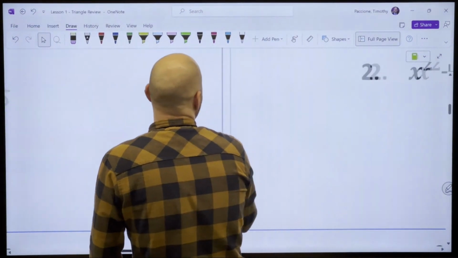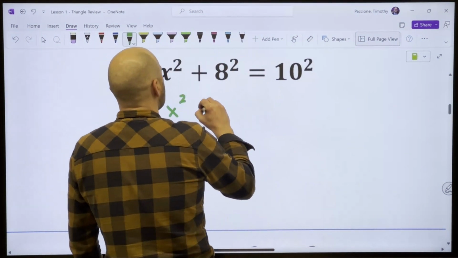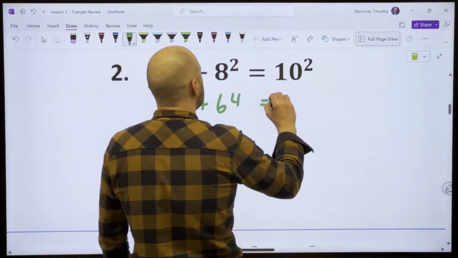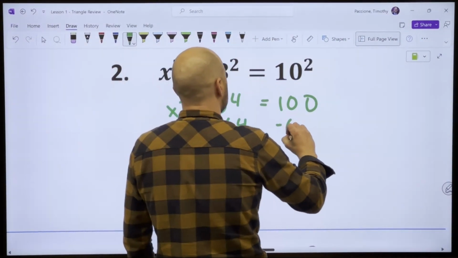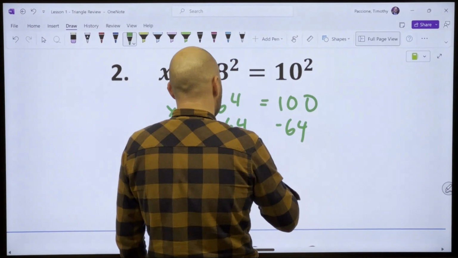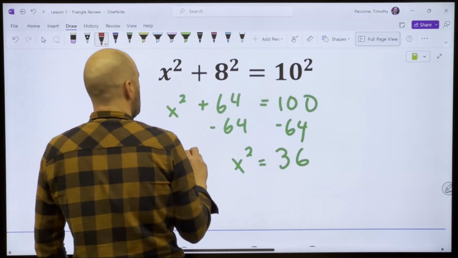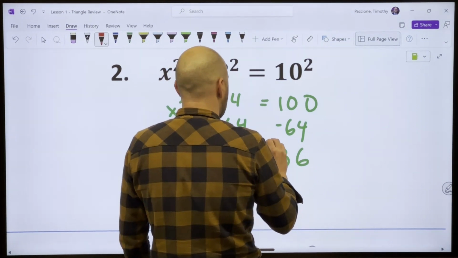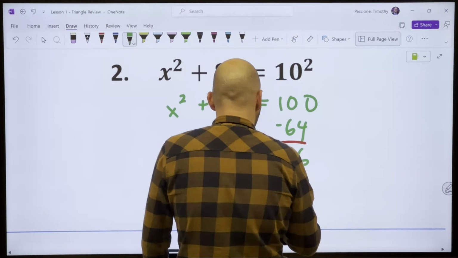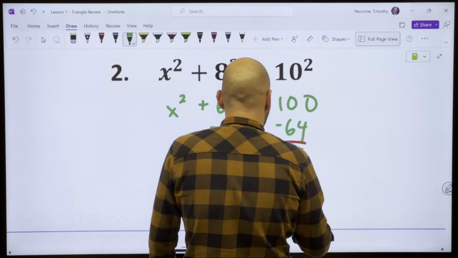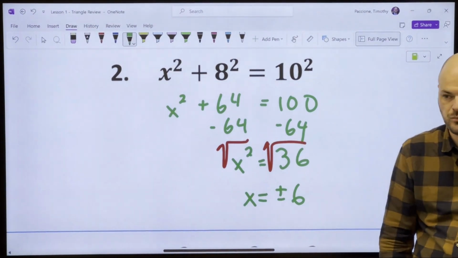All right, next one's pretty similar, just kind of rearranged a little. x squared plus 64 equals 100. Subtract 64. I get x squared equals 36, right? If I square root this and I square root that, I get x equals what? Plus or minus 6. Because both 6 and negative 6 make this true.